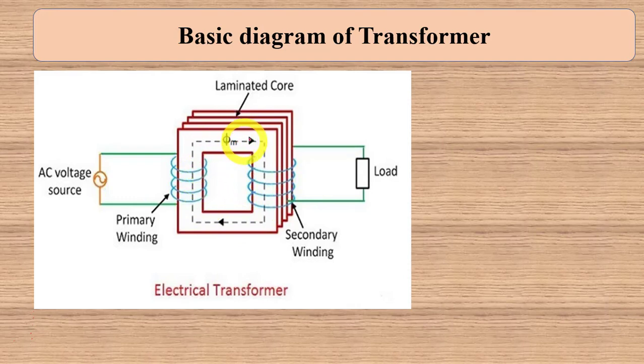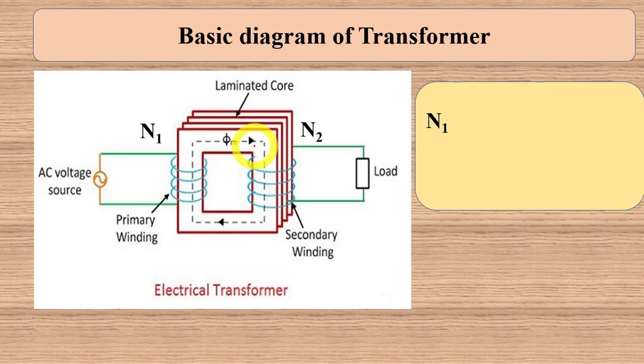This is called mutual flux. φM is called mutual flux, which interlinks both windings. Some flux does not interlink both the primary and secondary winding. Such flux is known as leakage flux.